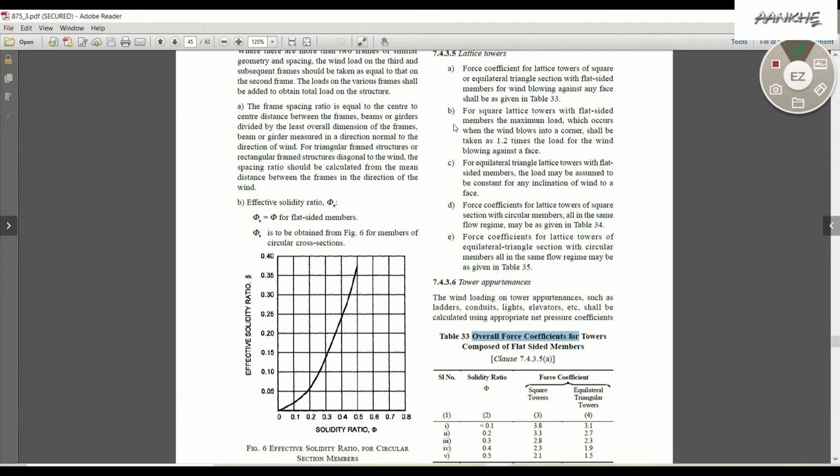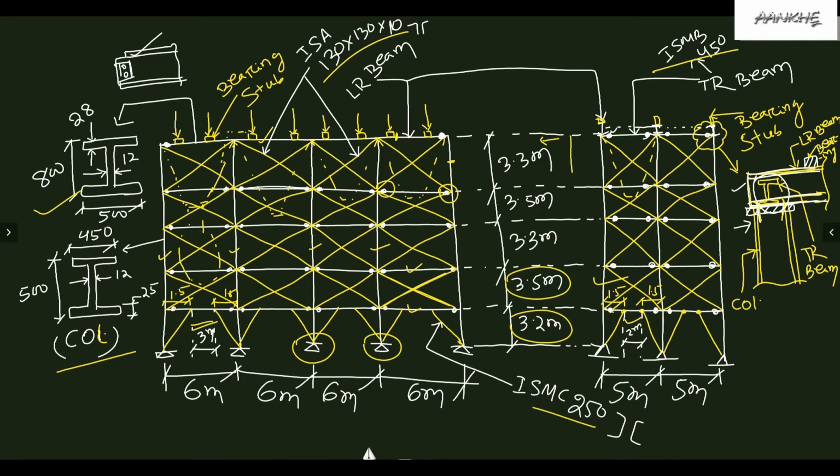Okay, so the force coefficient, it says the solidity ratio, and it says square tower or equilateral triangle. Our case comes under square tower case, because our structure is something rectangle or nearly square, you may say, in nature. Okay, it may be a rectangle. Ultimately the tower falls under square type. The solidity ratio, how to find out the solidity ratio? So here the solidity ratio at this level will be different than at this level.